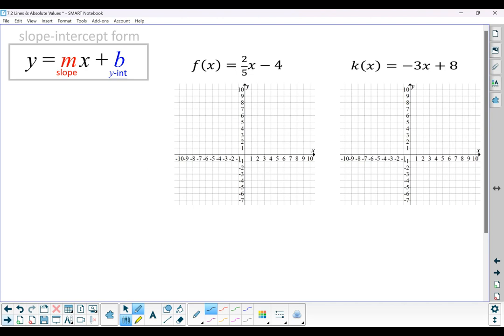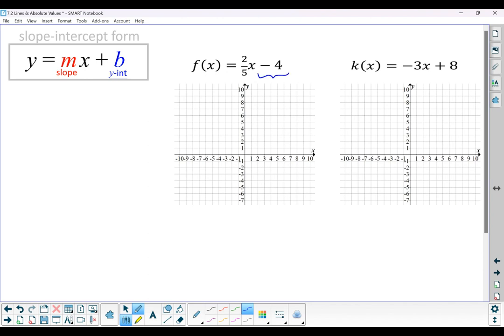Okay, I want to review just a couple graphs in slope-intercept form, and then our focus is going to be more on point-slope form in a minute. So if you are graphing a line and you have the equation in slope-intercept form, that means you have a number times x plus or minus a number.